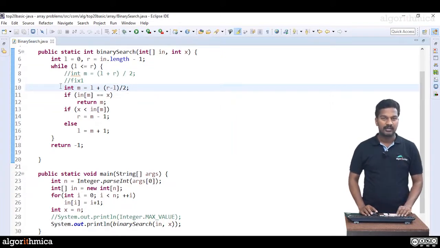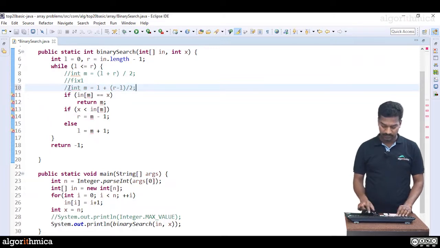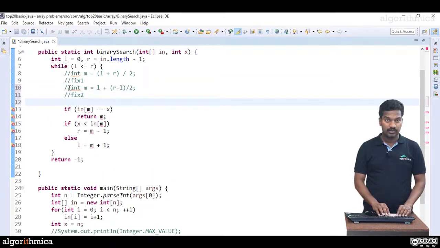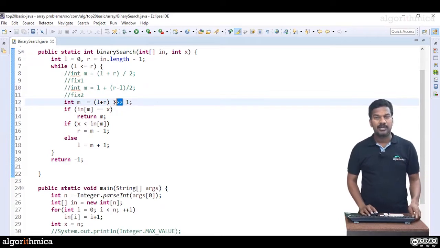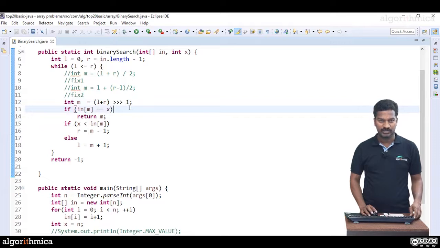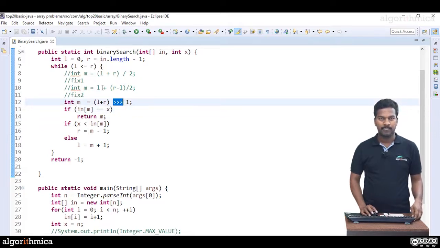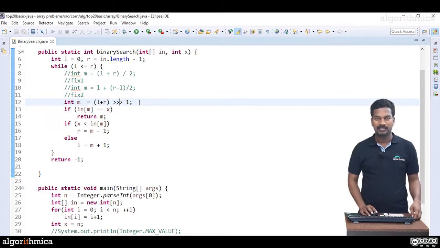The second fix, let me try here, fix 2. So integer m is equivalent to L plus R, followed by the triple right shift by 1. Some languages may not have this operator. In such cases you can go for fix 1, but if a language supports the triple right shift, which is the logical right shift, you can use this solution as well. This is even faster, because one is an addition operation, one is a subtraction operation, and a division is required. Here only addition and shifting, only 2 operations required. That's why this is definitely a faster alternative than L plus R minus L by 2.